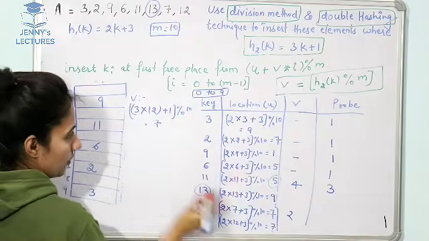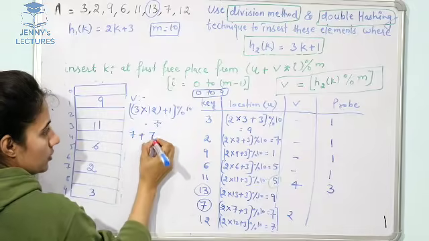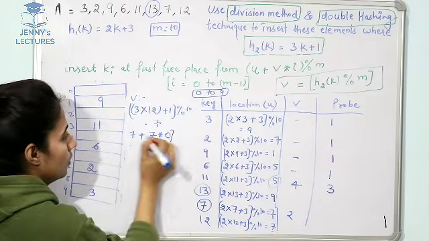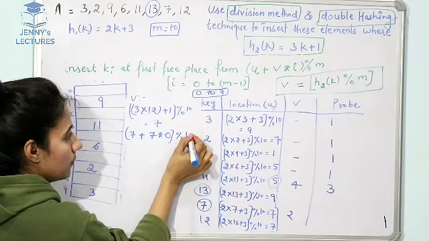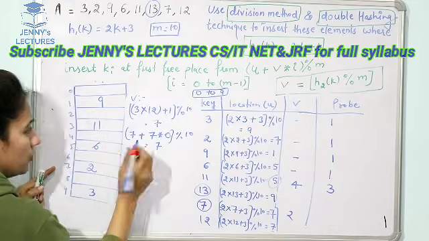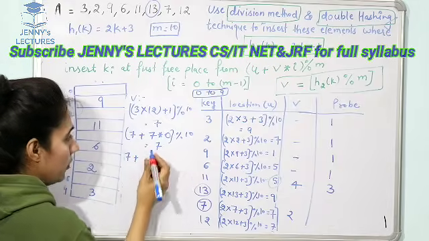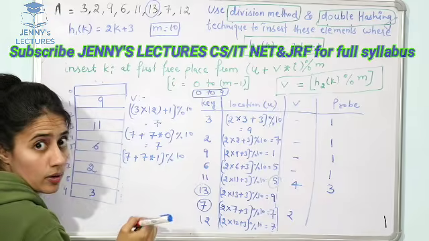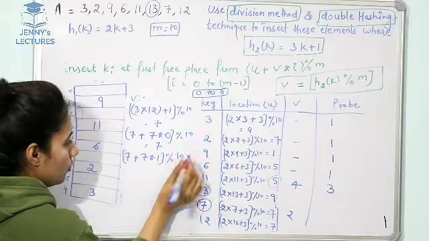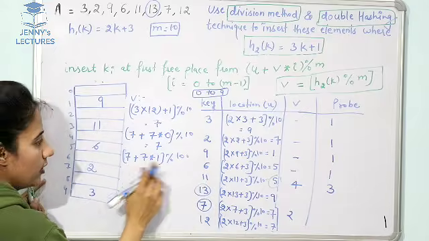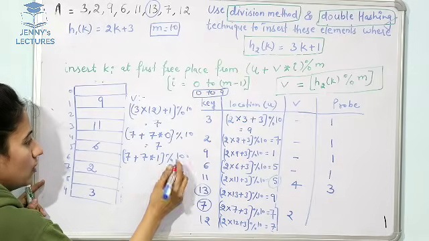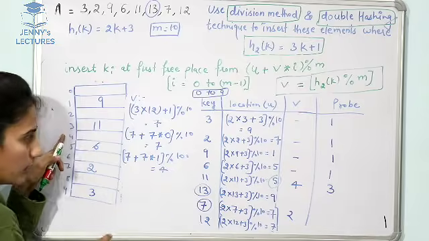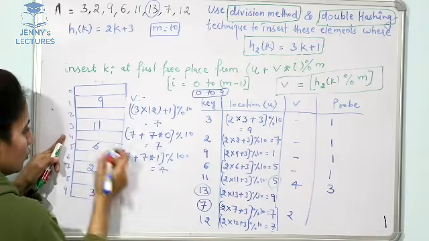Value of V is what? 7. 7 plus 7 into, at the beginning, value of I is 0, mode 10, this would be 7. Go to 7th place, we cannot insert. Increase value of I by 1. 7 plus 7 into 1 mode 10. What is this value? 7 plus this one, 14. 14 mode 10 is what? 4. Go to this place. Yeah, this one is free. Oh, this time you are lucky. Here we can insert this 12.